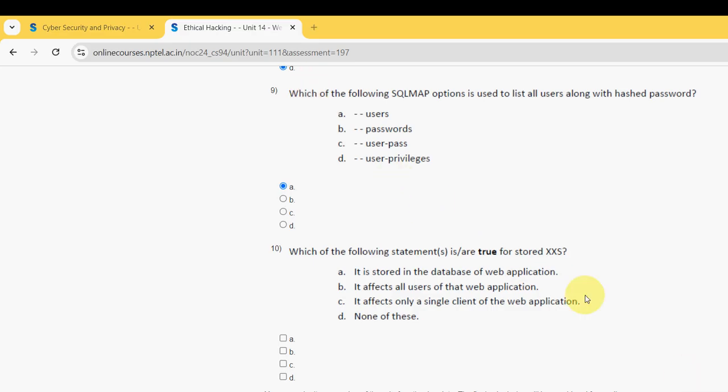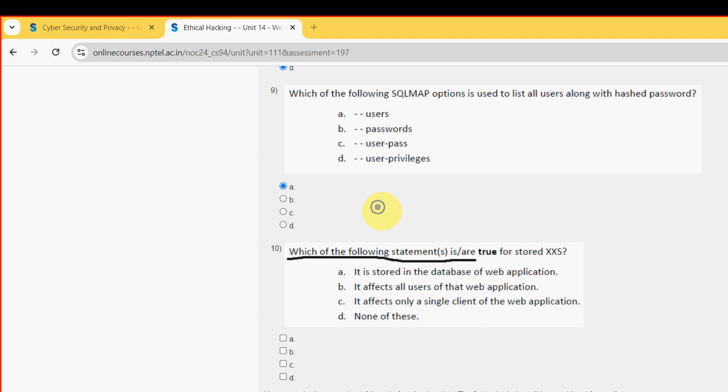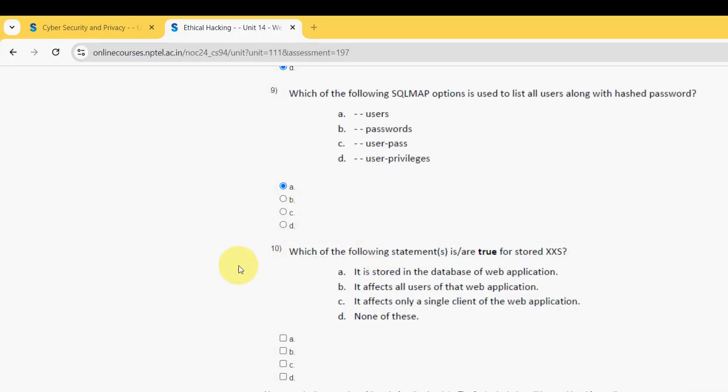Moving on to the final question of the assignment, that is the 10th one. Which of the following statement or statements is or are true for stored XSS? So for 10th and final question, there are two probable solutions that I have got. The first one is option A, guys, and the other one is option B. So mark A and B as the probable solutions for 10th and final question.